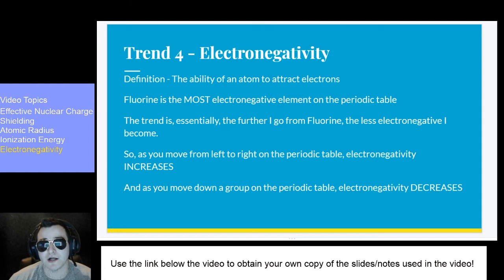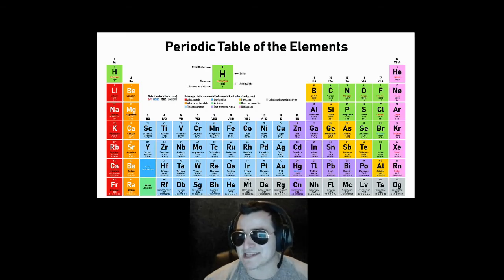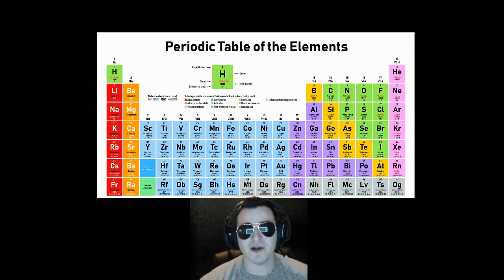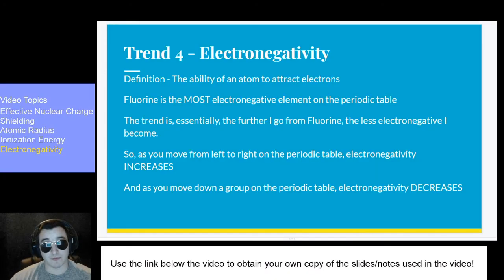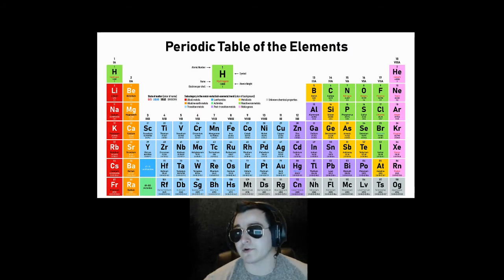It has the highest ability to attract electrons. And so generally the trend is the further I go from fluorine, the less electronegative I become. Well, if we're looking at the periodic table, the noble gases, especially neon, is right next to it. But neon has a very, very low electronegativity because it doesn't want any more electrons. It already has 8 valence electrons. Therefore, it's not so worried about getting any others. But the trend, for the most part, as I go from left to right on the periodic table, closer to fluorine, my electronegativity is going to increase. And as I move down a group on a periodic table, the electronegativity is going to decrease because I'm getting further and further from fluorine, so to speak.